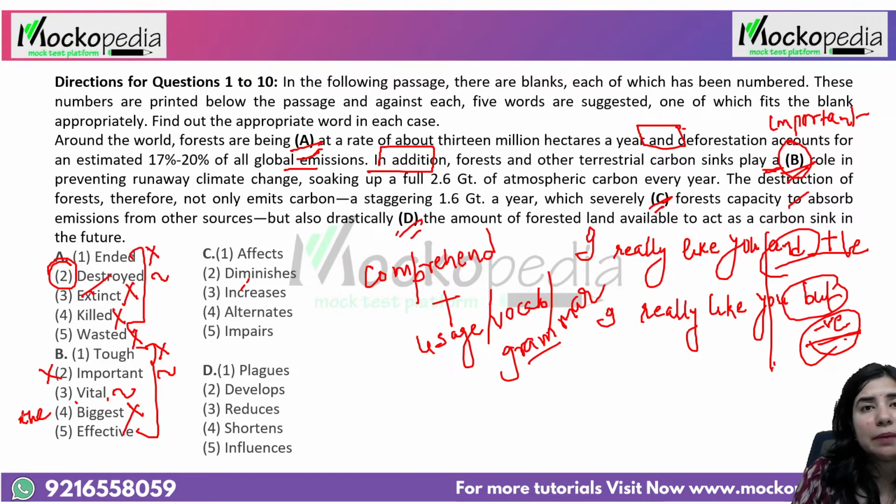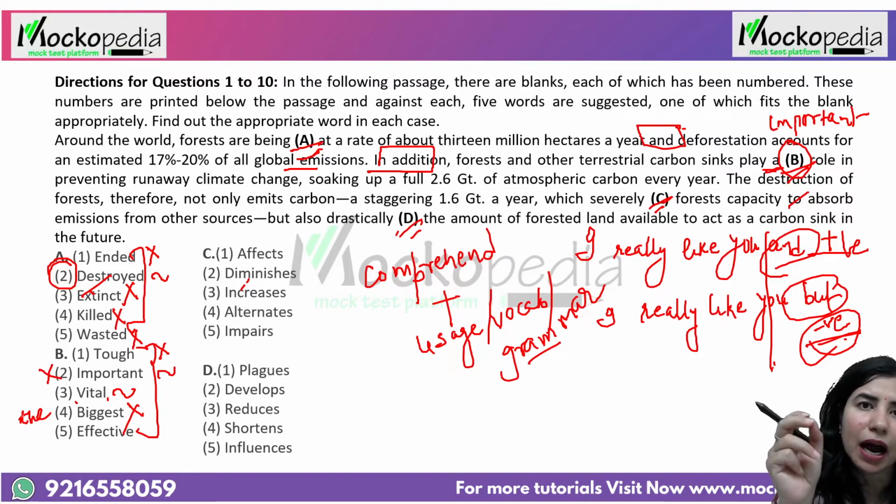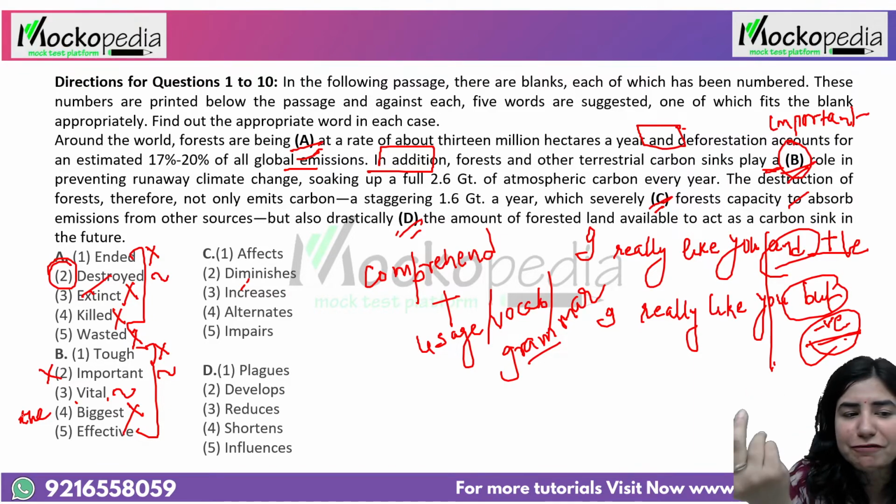Agar aapko ye rule nahi pata to kahin likh lijiye. Jabhi bhi hum superlative degree ki baat karte hain, in best, biggest, largest, sweetest, in sab ke pehle article the. Right, so you can pen it down in case you don't know the rule. So biggest isliye eliminate ho gaya.